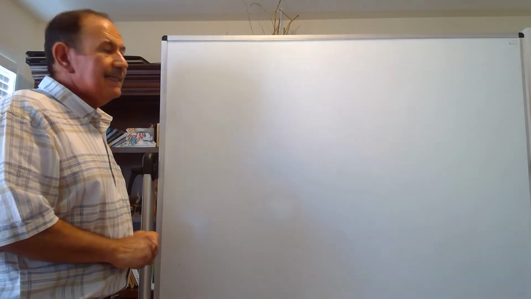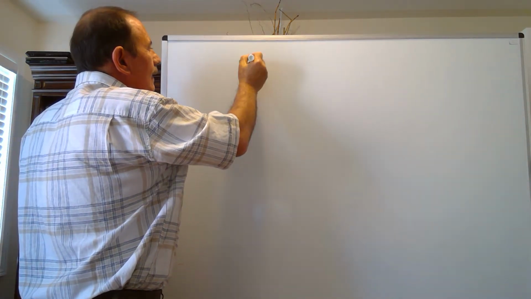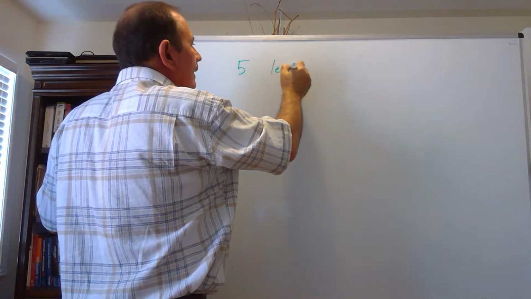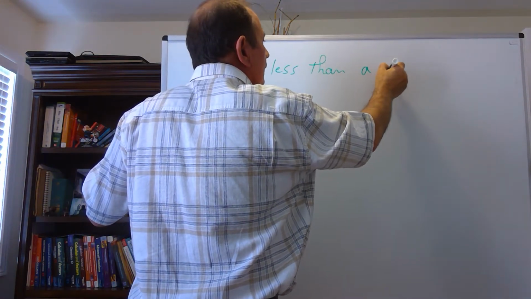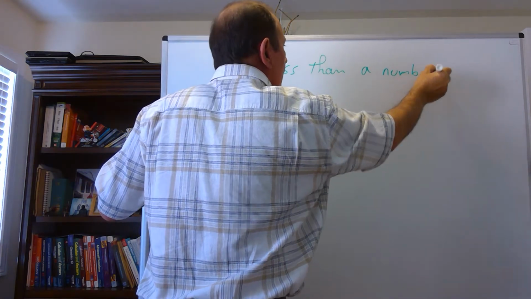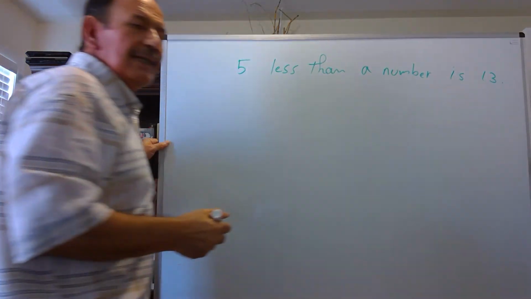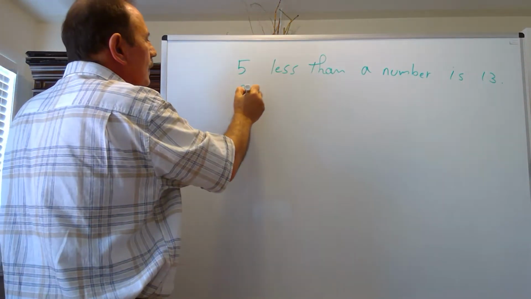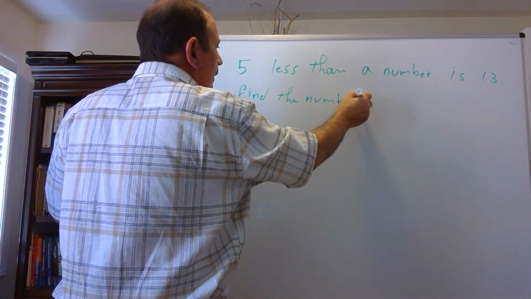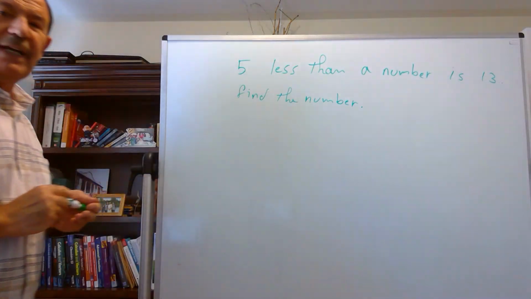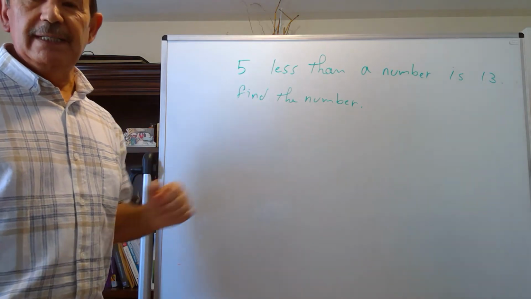As an example, let's say we have this sentence: 5 less than a number is 13. Find the number. Okay? This is a verbal expression. 5 less than a number is 13. What is the number? Find the number.